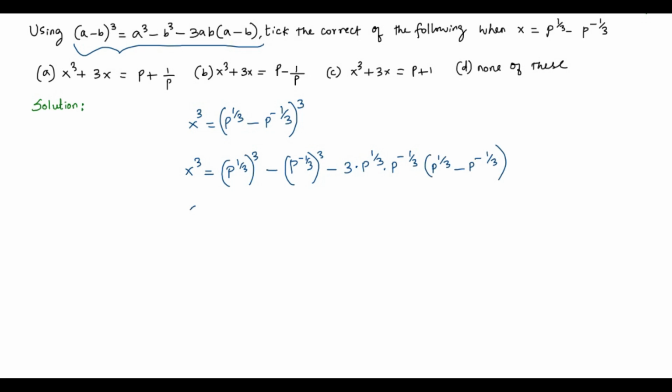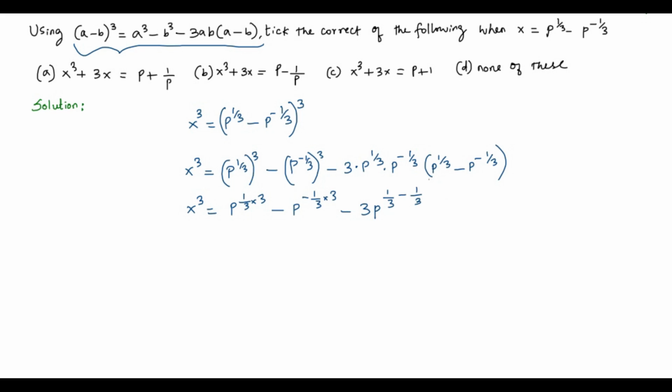Okay. So x cube is equal to p to the power of, we can multiply these two exponents, so we get 1 divided by 3 times 3, minus p to the power of minus 1 divided by 3 times 3, minus 3 times, here the two terms are multiplied with the same base, so we can take the base once and add the exponents, that is 1 by 3 minus 1 by 3.